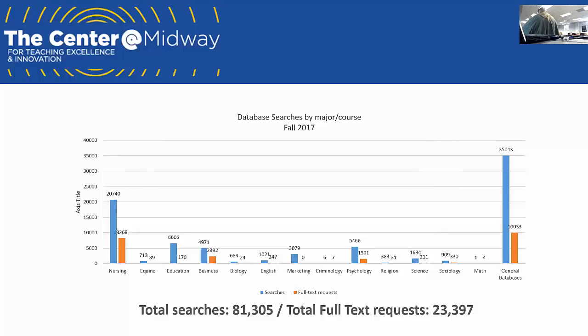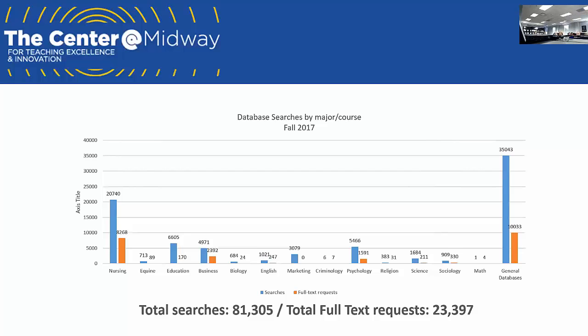This ratio is basically 1 to 4: I did 4 searches before I found one article. That is not good, honestly. We would like to see that be a 1-to-1 ratio. I did a search, and I found at least one article that was useful. And that's where information literacy training can come into play.